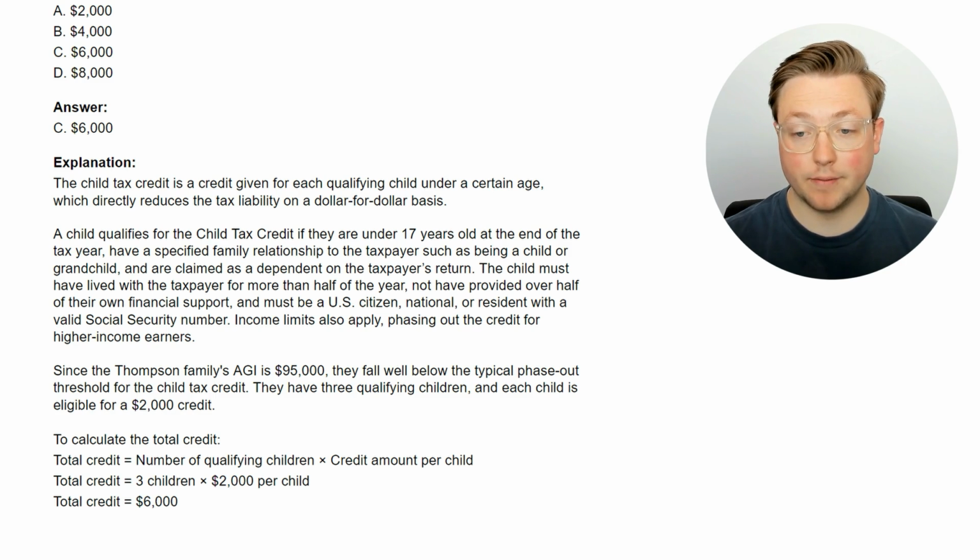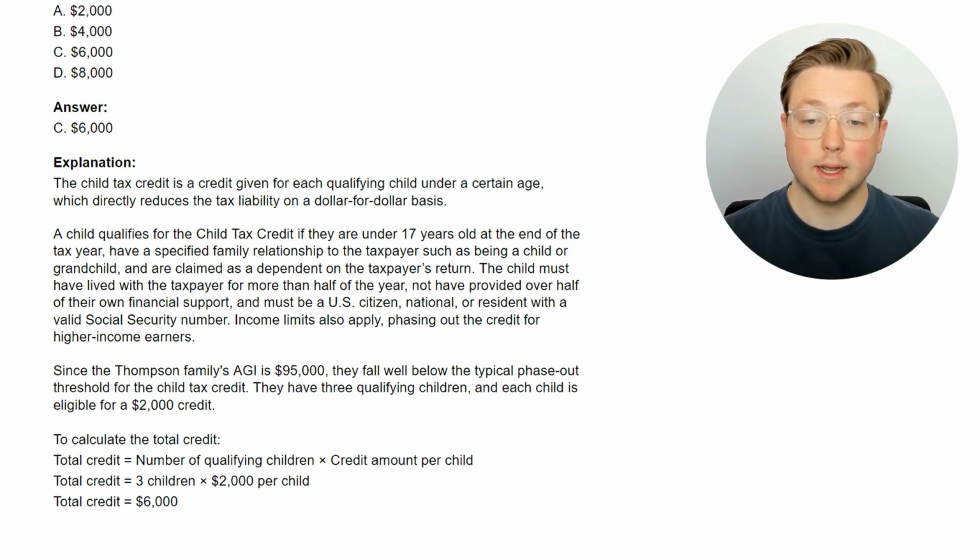Income limits also apply, phasing out the credit for higher income earners. Just letting you know, currently that's like $400,000 for married filing jointly. So we're not focusing on that income limit. And again, that will change as the years go on. But just know that for the CPA exam, you probably won't have to worry about that high income earner limitation. So just know that most people will qualify for the full credit.